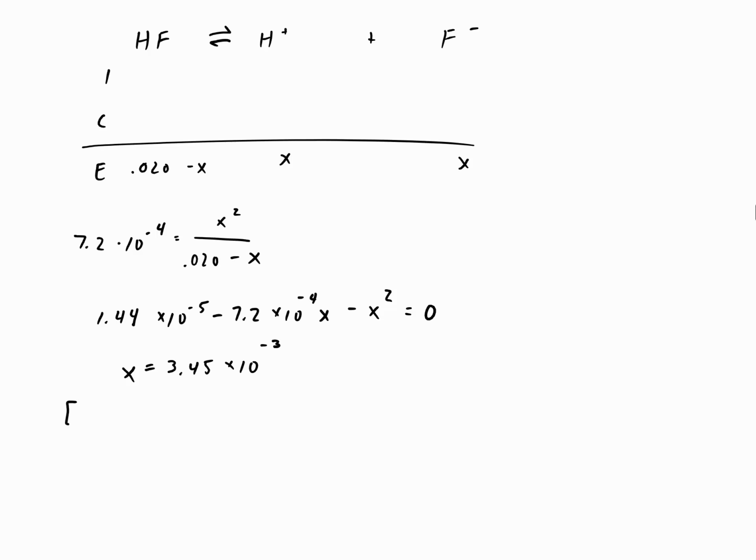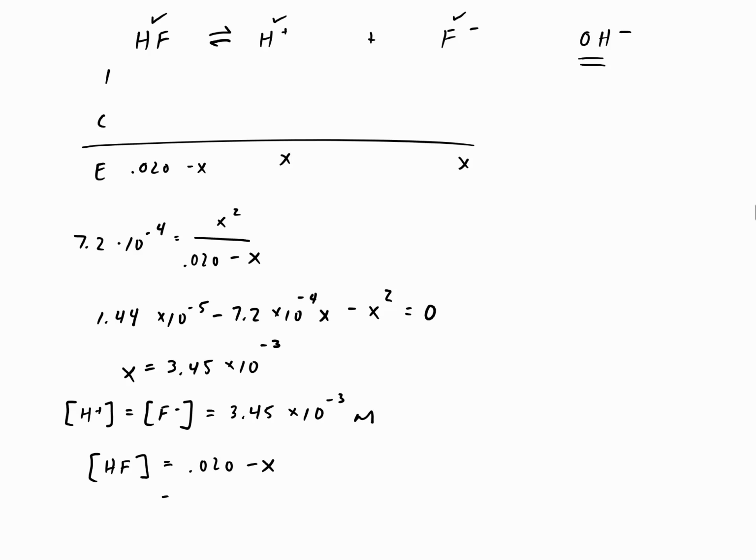The amount of H plus is x. This is also equal to the amount of F minus. It says calculate all the species. OH minus also exists in the solution, so we need this number also. The H plus is equal to x, 3.45 times 10 to the negative third molar. Then our amount of HF is equal to 0.020 minus x.